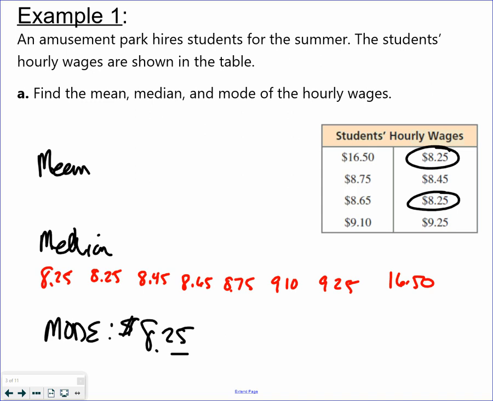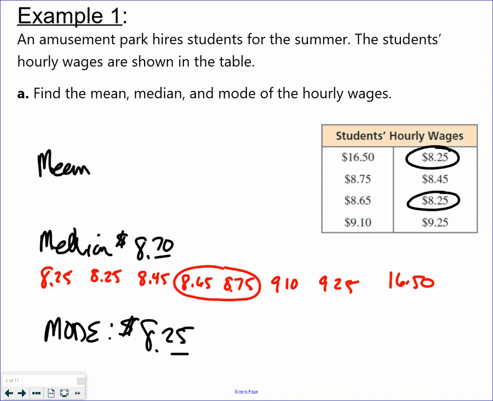1, 2, 3, 4, 5, 6, 7, 8 numbers. Now, I have an even amount of numbers, so I'm looking at the numbers in the middle, and I want the average of the two numbers in the middle. So I take 865 plus 875 and divide it by 2. So the number in the middle of this particular question is 870. So the answer to the median is 870.